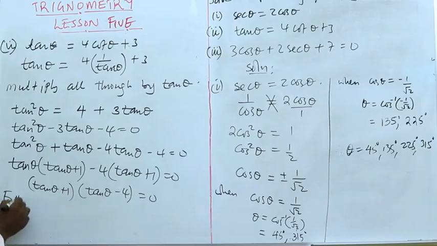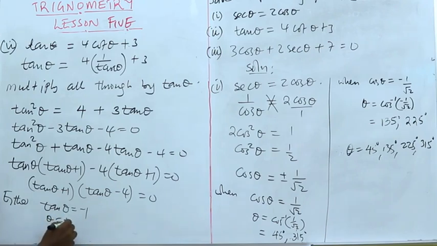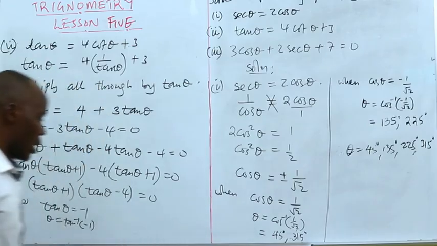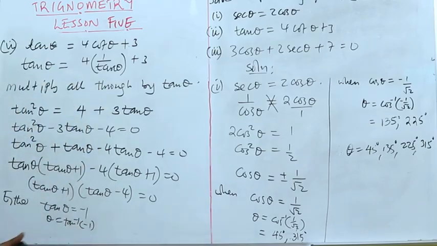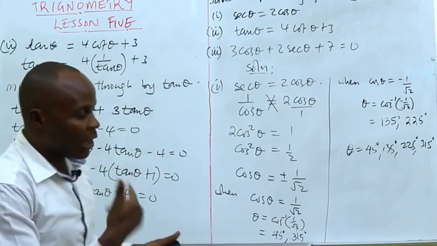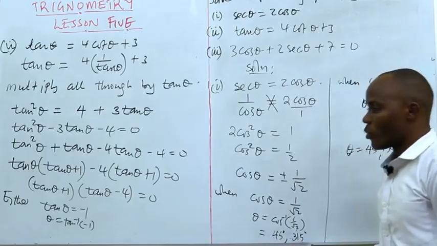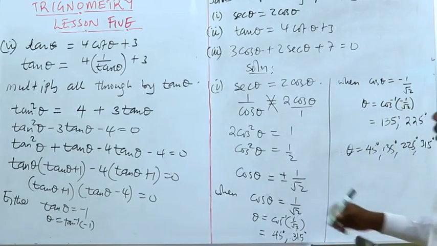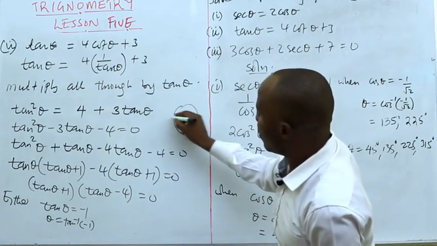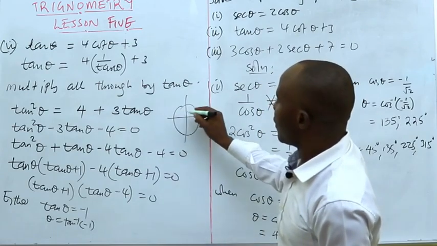So either tan theta is equal to -1. So theta is the arctan of -1. Get a calculator. This is negative, you have to be very keen there. It is a negative. So if it is negative, tan is negative.